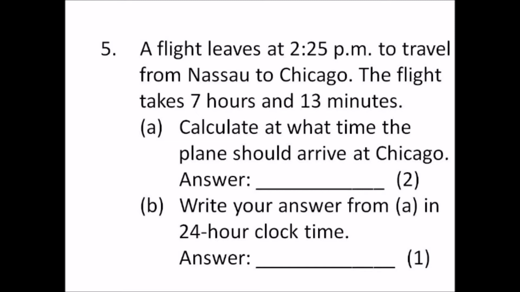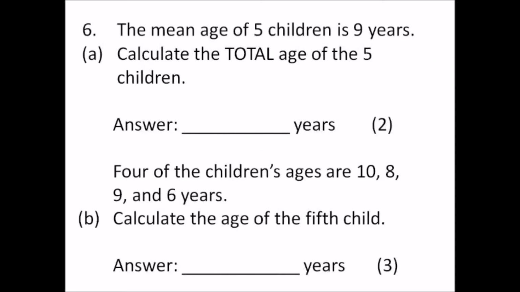So again, a flight leaves at 2:25 p.m. to travel from Nassau to Chicago. The flight takes 7 hours and 13 minutes. A, calculate at what time the plane should arrive at Chicago. And B, write your answer from A in 24-hour clock time. You're putting a time and then change that time for B. You should know how to write time in 24-hour clock time format. Got it?